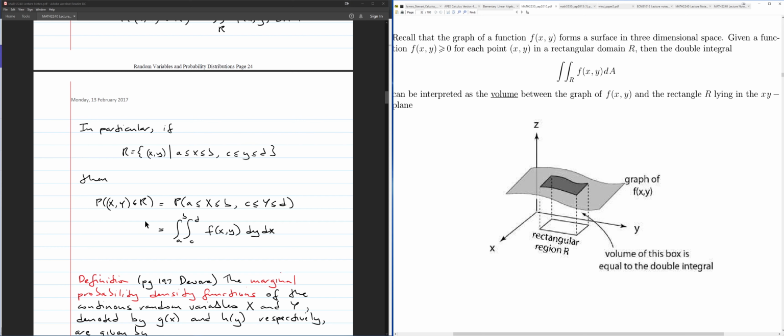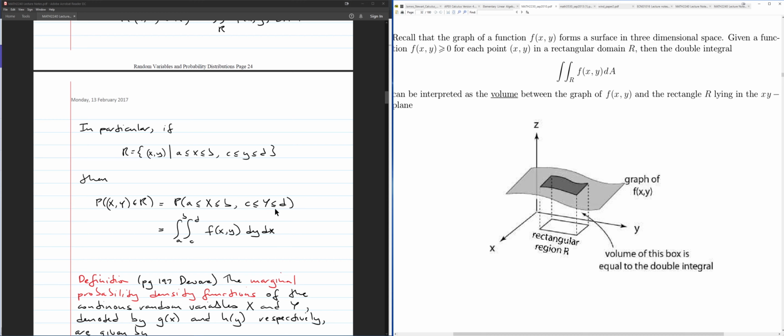And how you do it is you integrate your joint PDF over a specified region. In this case, the region R is rectangular, and if it's a rectangular region, you use the method for evaluating a double integral over a rectangular region, just like what we just did. You'd have your y limits between c and d, and then you have x limits between a and b. So this really is the formula that we're going to use to work out part b.